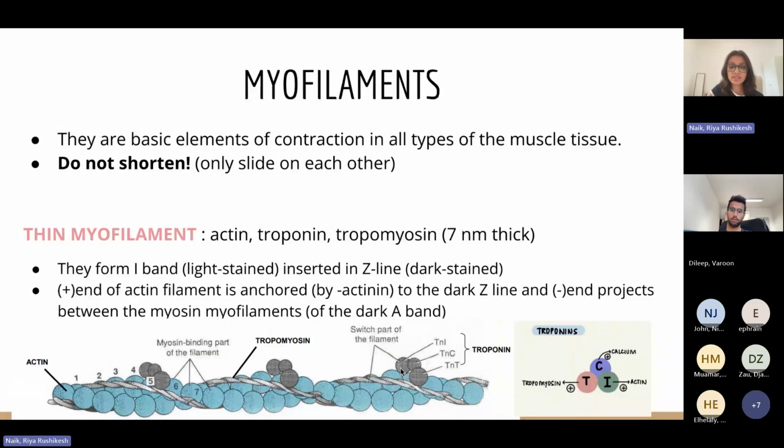And the troponins, as I've mentioned, are three molecules, and each of them has its own individual function. They are divided into three parts: TnC, TnI, and TnT. The T stands for tropomyosin, so troponin T binds to the tropomyosin. The C binds to the calcium ions, which are released by the sarcoplasmic reticulum during the mechanism of contraction, and the I binds to the actin itself.